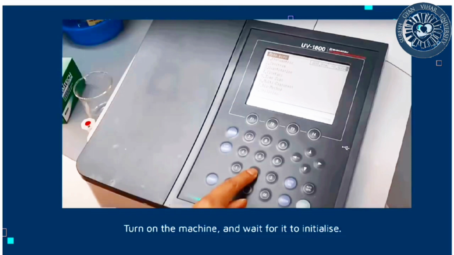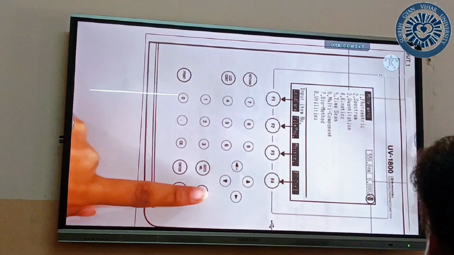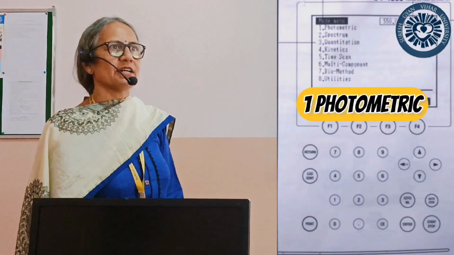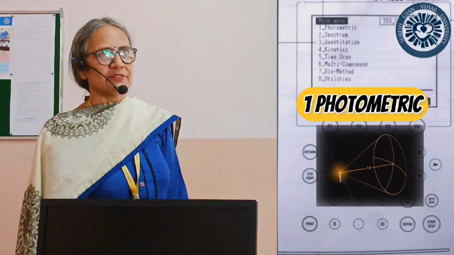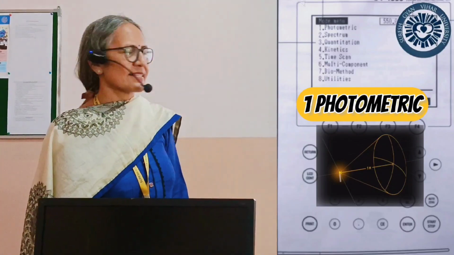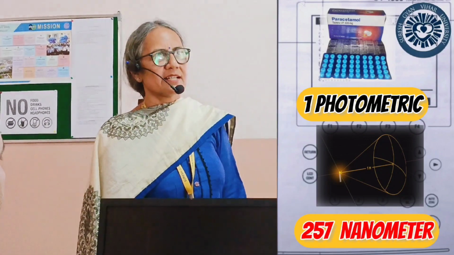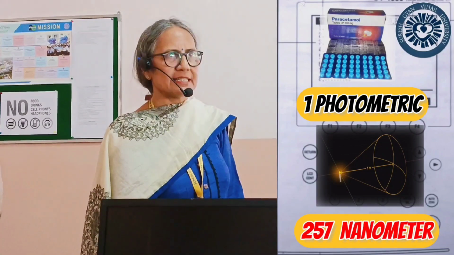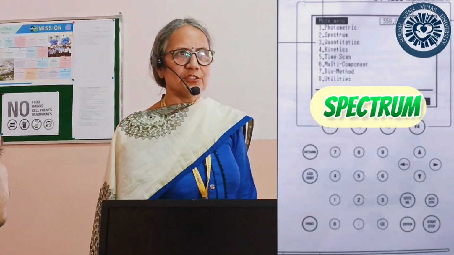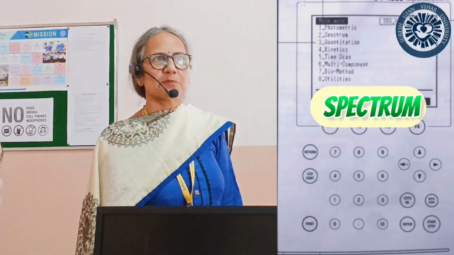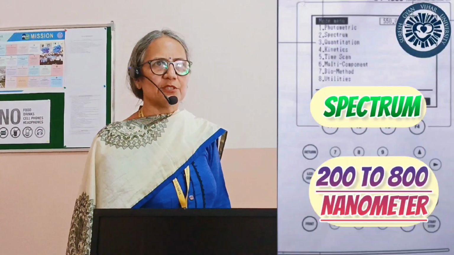Now we can start the auto zeroing. After turning on the machine, we have to wait for it to initialize. In photometric mode, there is only one wavelength. On that particular wavelength, we will take the absorbance. For paracetamol it is 257 nanometers, where the sample will absorb, and we will take the reading. If it is unknown, then we will go for the spectrum, that is from 200 to 800 nanometers.